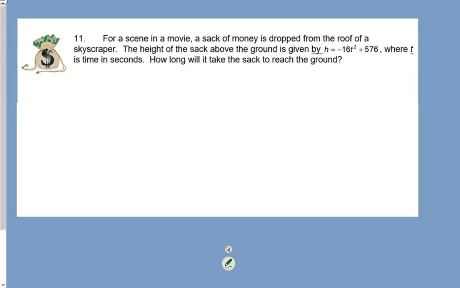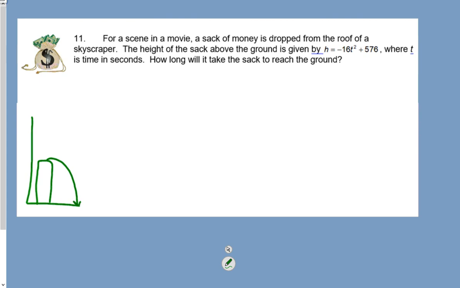All right, so now let's do some word problems, knowing that we're going to solve them by using square roots. So number 11 says, for a scene in a movie, a sack of money is dropped from the roof of a skyscraper. I'm just going to draw a little picture here. Here's our skyscraper. It's dropped from the roof, goes down like this. Notice that's half of a parabola, okay?